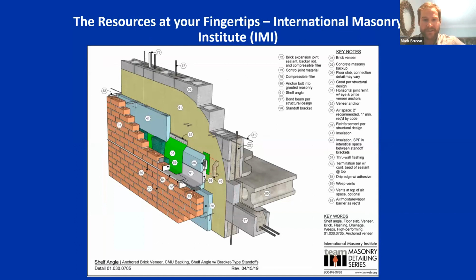They do really good details as well with through wall and so forth, with the shelf angle, brick ledges, and the mortar retaining devices and everything behind that. So some examples here of something that gets beyond rain screen and into more traditional masonry assemblies.